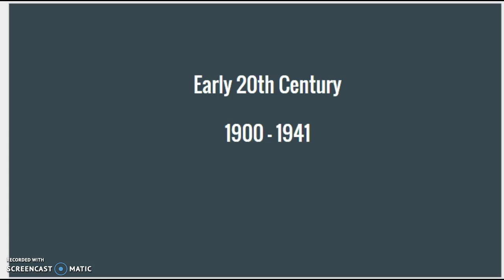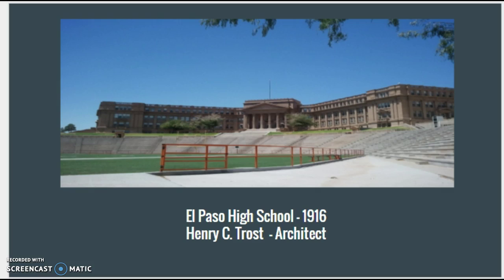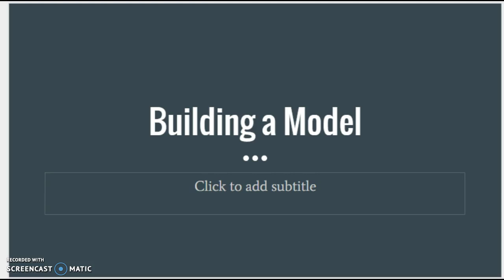During the early 20th century, we saw the development of the modern prairie-style home developed by Henry Trost, who was a protege of Frank Lloyd Wright.